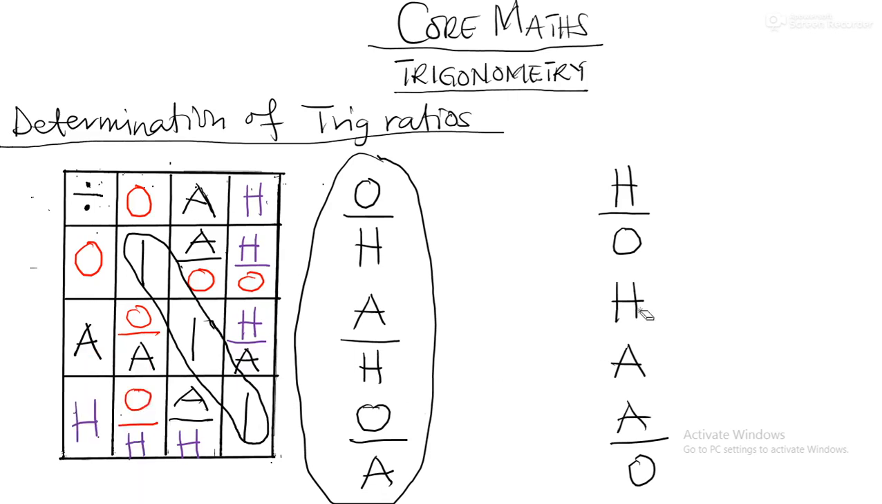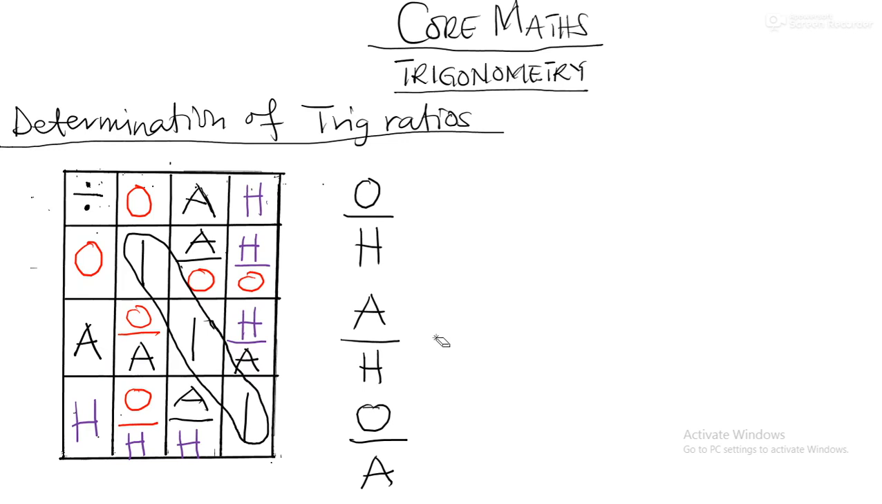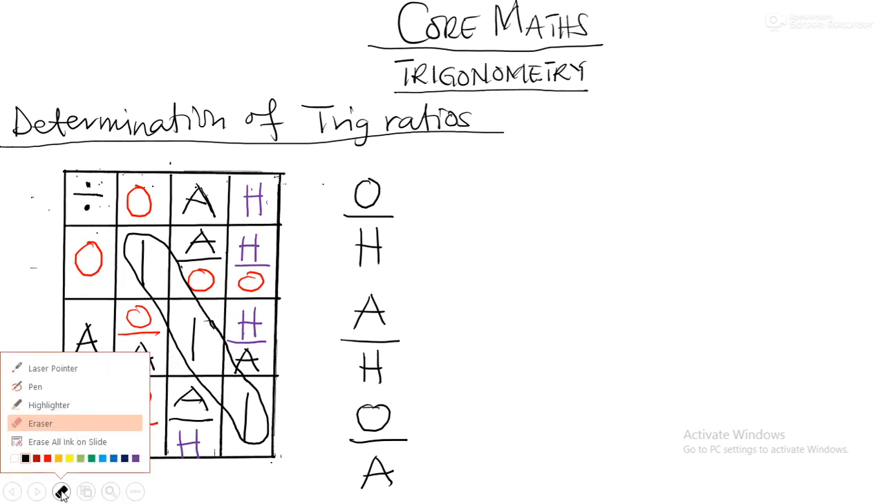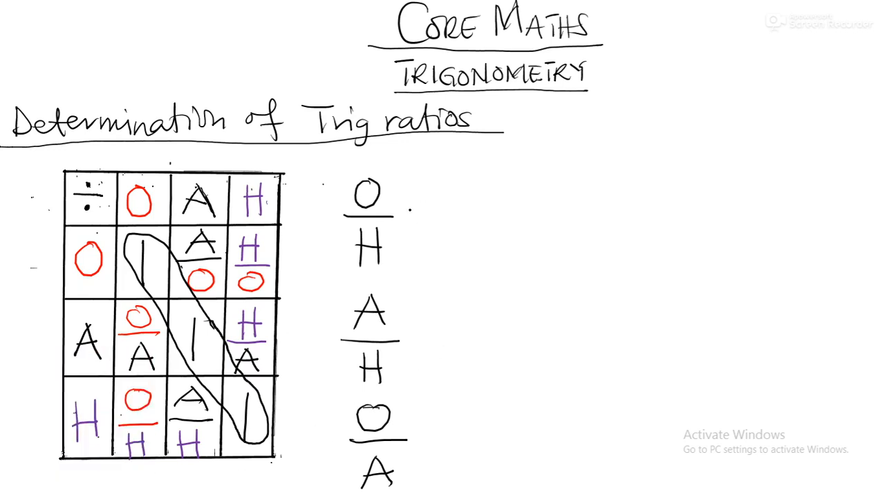So now let's look at something. Let me clear this one from there. Now each trig ratio has a unique name. When the opposite is divided by the hypotenuse, it has the name sine. When the adjacent is divided by the hypotenuse, it is called cosine. And when the opposite is divided by the adjacent, it's called tangent.